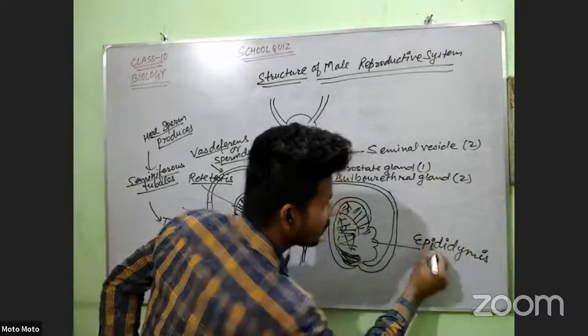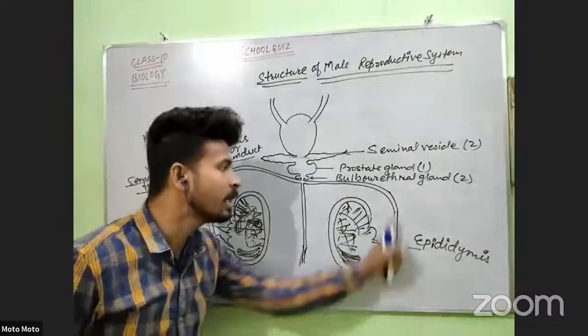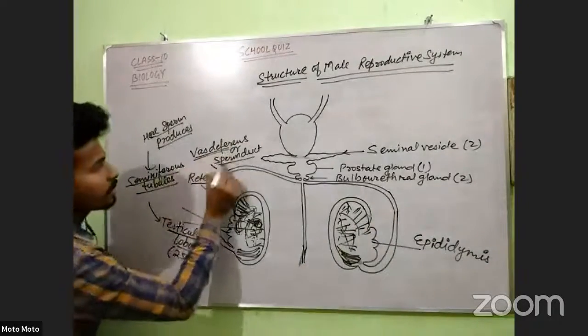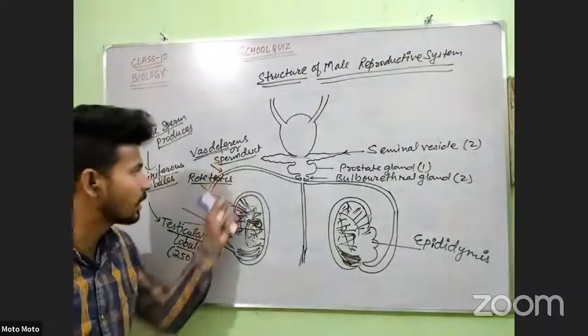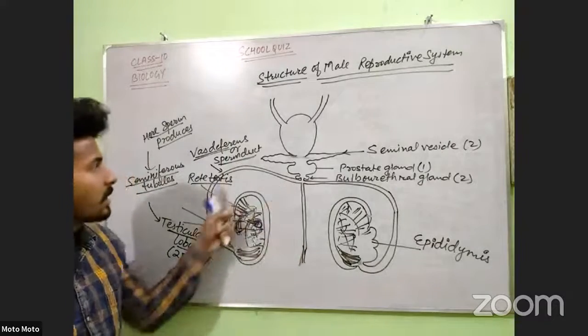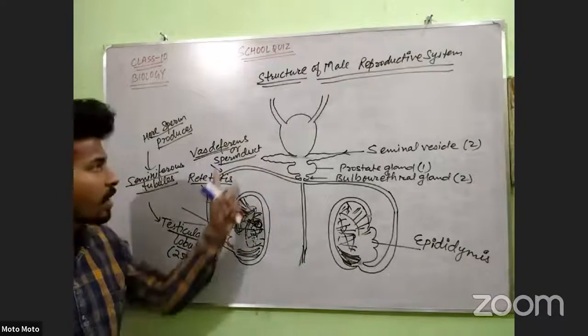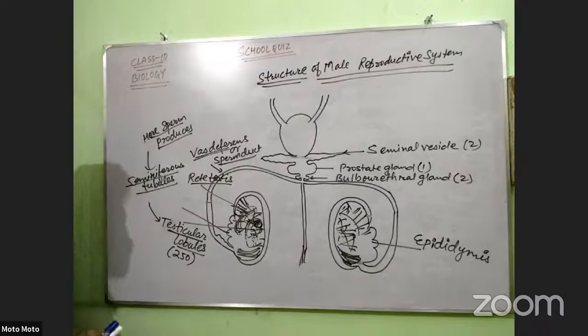Epididymis. Okay, this is the epididymis, and this epididymis eventually leads into the vas deferens or sperm duct, as I have named. This is the duct which enters into the urethra, and this duct is named the vas deferens or the sperm duct. Got it? Any doubt regarding this now?